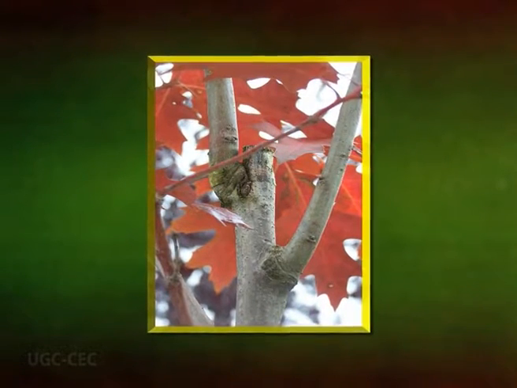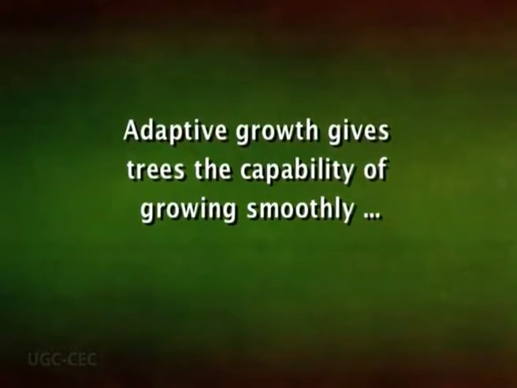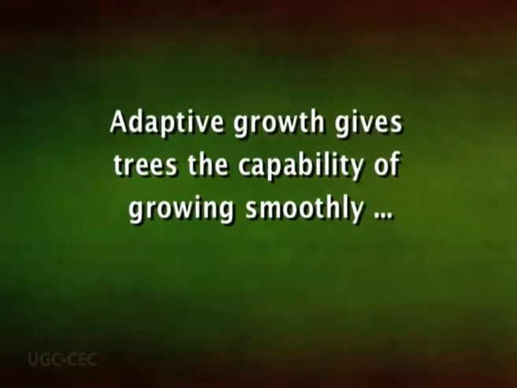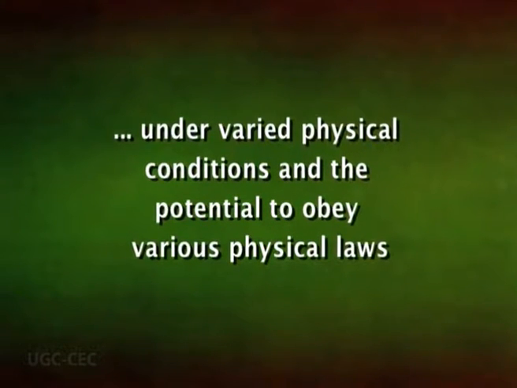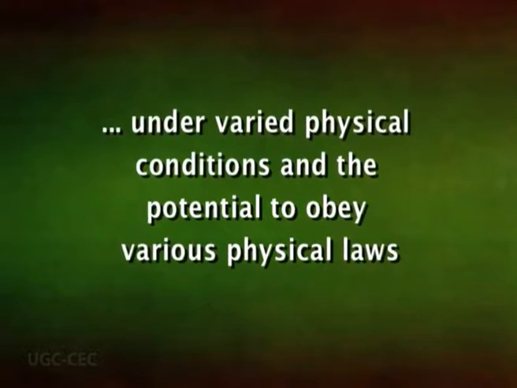Similarly, upright growth of a limb just below the position where the shoot has broken off is also an example of adaptive growth and structure optimization. Thus, it is this adaptive growth which has given trees the capability of growing smoothly under varied physical conditions and the potential to obey various physical laws very nicely.